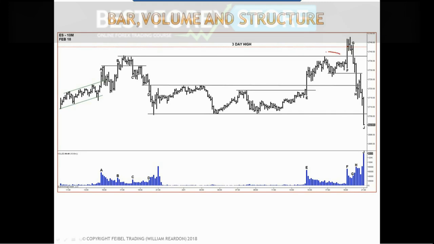So although we break this area cleanly, definitively, we cannot close above the 3-day high. Now, you need to apply logic here. What level do you think has more sway in the market? This resistance or a resistance that's held for 3 days? Well, of course, resistance that is held for 3 days is much more important than this level.